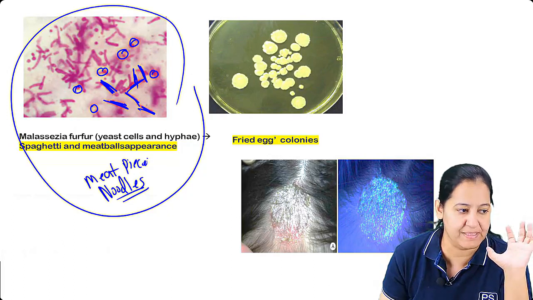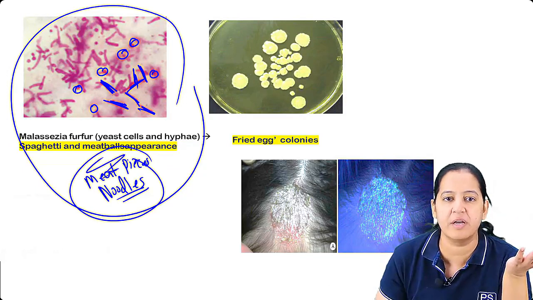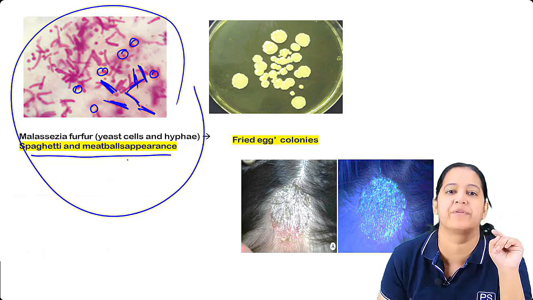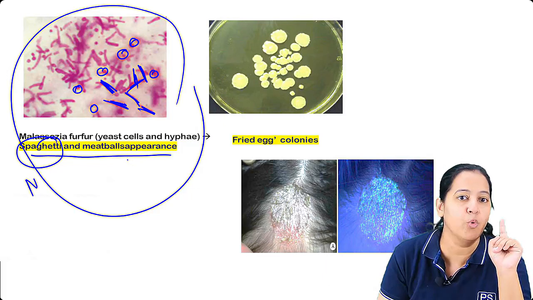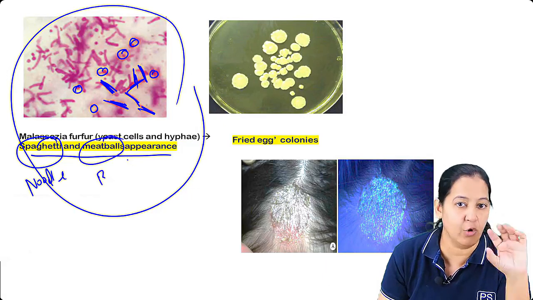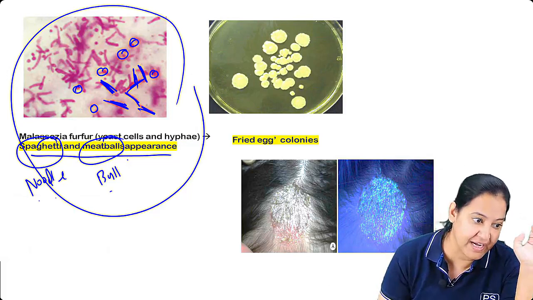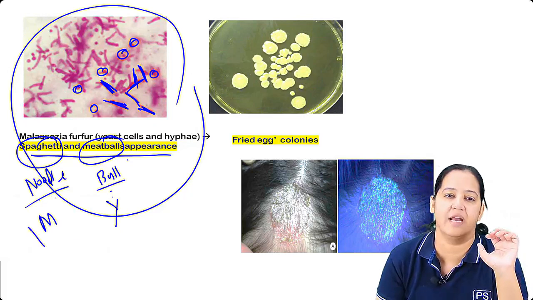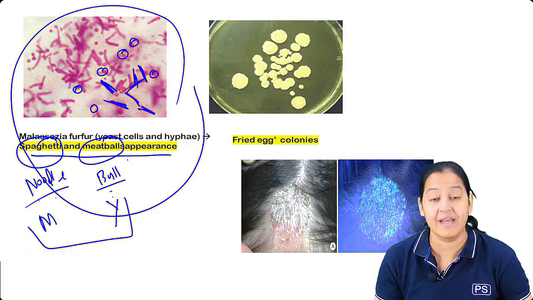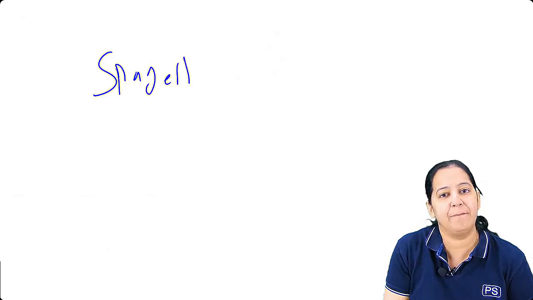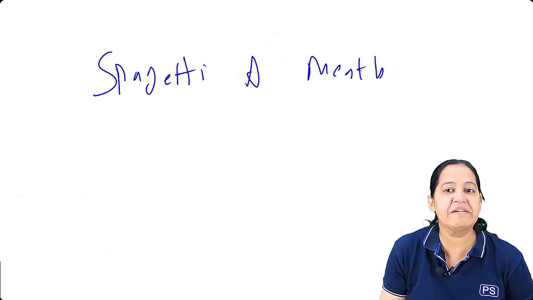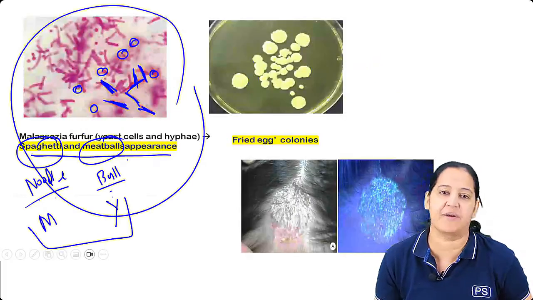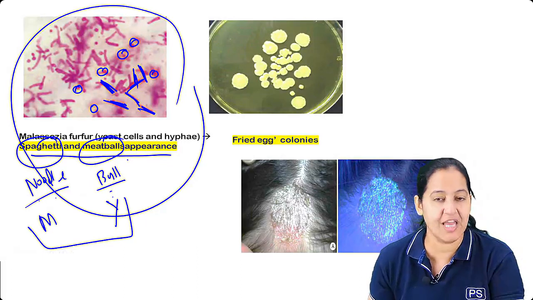I don't know whether you have eaten it or not. The noodles are known as spaghetti, and a meatball looks like a ball. So it looks like a dish: spaghetti and meatball appearance. We can see the spaghetti and the meatball. Basically the spaghettis are the molds and the meatballs are the yeast, and we are getting both. This is the typical appearance, and you get a question on it. Spaghetti and meatball appearance is seen in which fungus? The answer is Malassezia furfur. Please learn this. This is direct microscopy. You can get an image-based question also, and you should be able to identify it.